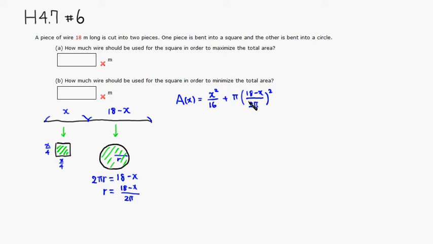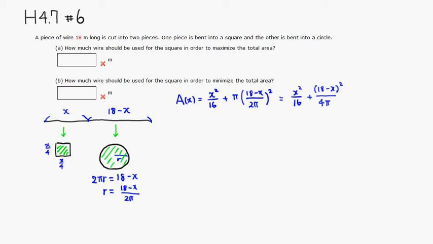Then we can simplify a little bit. We can rewrite it as x squared over 16, and there's not much you can do there, plus, we have 2 squared, so it's a 4 on the bottom, and pi squared, but there's another pi here, so that cancels out and you're just going to get 1 pi. Then you have 18 minus x squared.